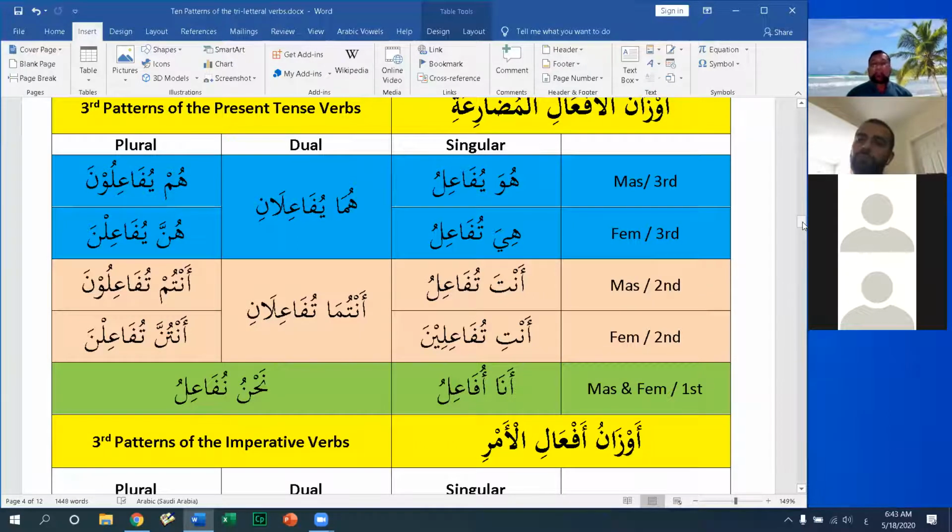Yeah, and that's the same for dual and plural. Go ahead and switch out يفعل with يسافر as an example. And by the way, when you say هو, make sure you don't say it wrong. It's هو. Yeah. Okay, I'll try that.